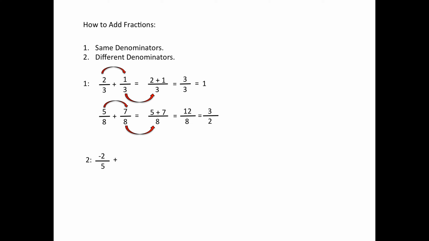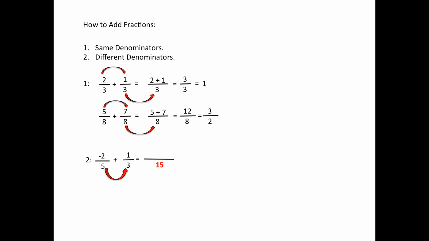In this case, for example, negative 2 divided by 5 plus 1 over 3. I'm going to use the method named the butterfly method. What is this method? You multiply the denominators, 5 times 3, and this will be the denominator in the answer. In this case, 15.